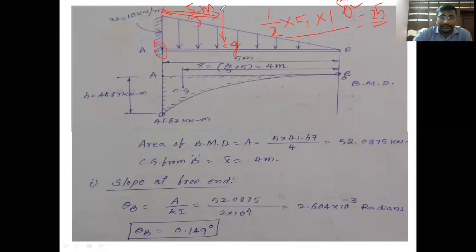So 25 into 5 by 3 gives the bending moment at point A. 25 into 5 by 3 is 41.67 kilonewton meter. That is a clockwise moment developed about point A. A clockwise moment is taken as negative. That's why I'm locating that 41.67 kilonewton meter below the baseline. Clear, students?